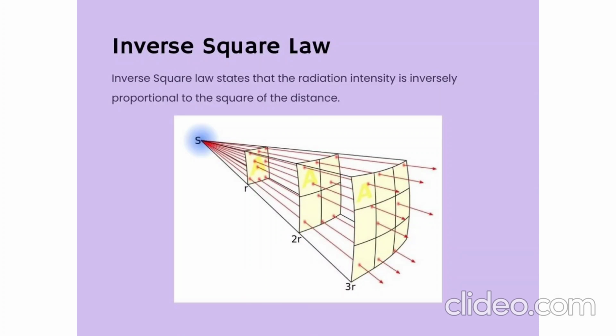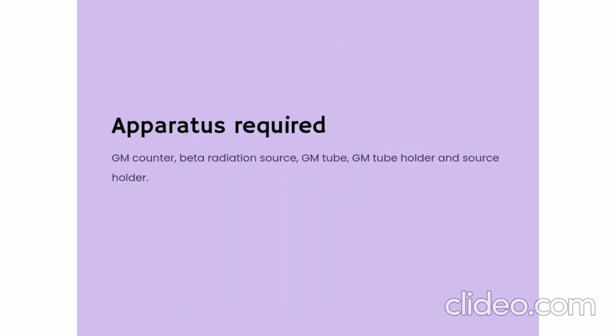We can see that as the distance doubles, the area quadruples and thus the initial radiation amount is spread over the entire area and is therefore reduced proportionately. In other words, the same number of particles passing through an increasing area means that particles per square meter decreases with the distance. The apparatus required are GM counter, beta radiation source, GM tube holder and the source holder.